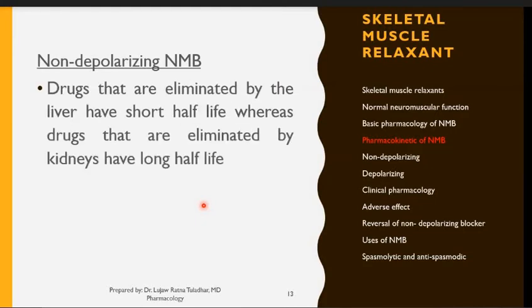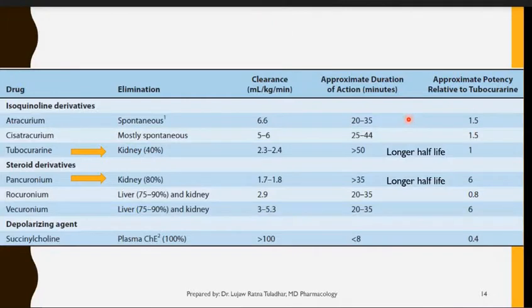Now, if you come to the pharmacokinetic parameters of this drug, since this drug is a charged particle, it has to be eliminated basically by the kidneys, but it does undergo some kind of metabolism in the liver. If you see this diagram over here, the NMBs which are excreted via the kidneys have a longer half-life, whereas those that are excreted both by the liver and kidneys have shorter half-lives.